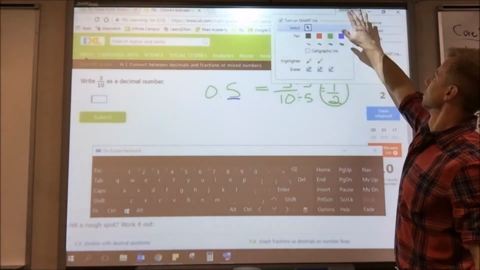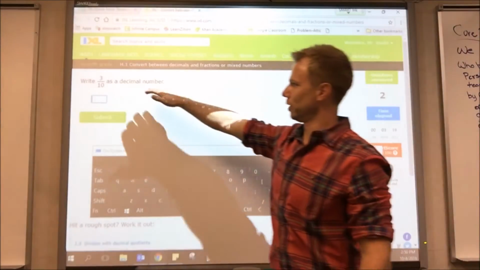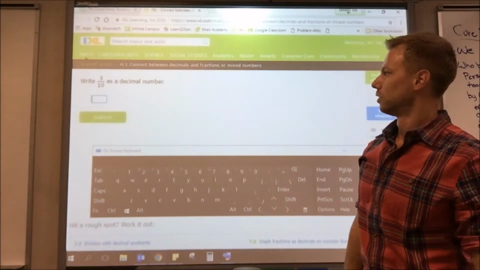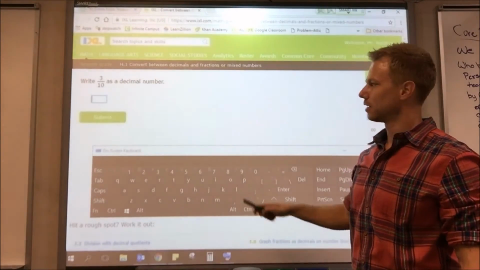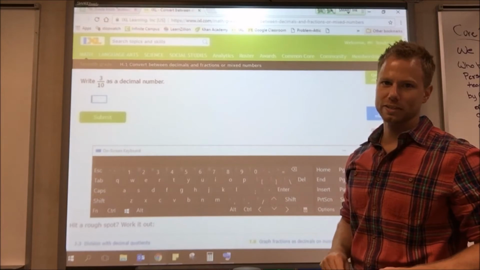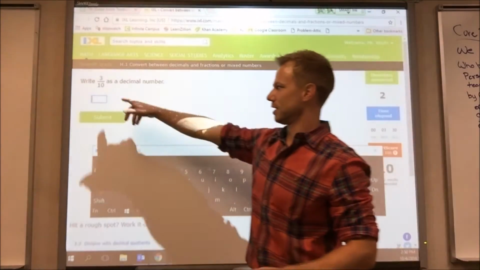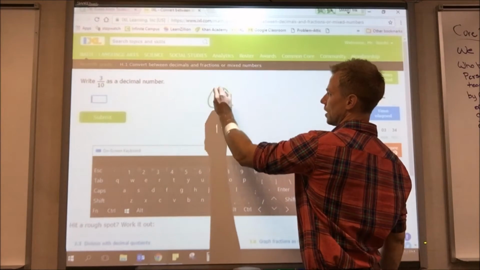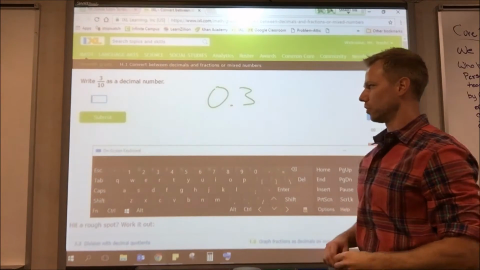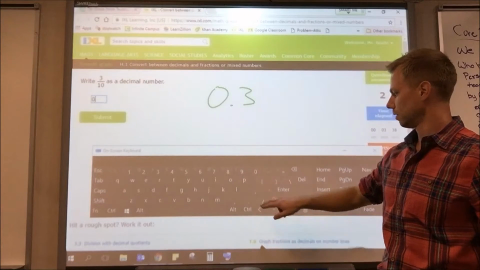Okay, good. Next one, we have a fraction. We need to convert it to a decimal. So we have 3 over 10, and again, that denominator tells us what place the 3 goes in. Since it's a 10 on the bottom, the 3 goes in the tenths spot, so that means it's going to be right behind the decimal as 0.3.